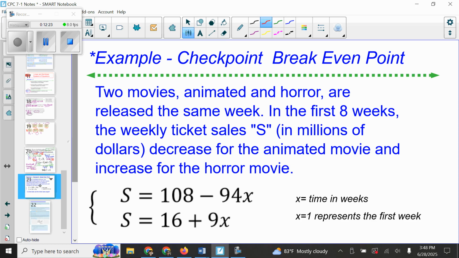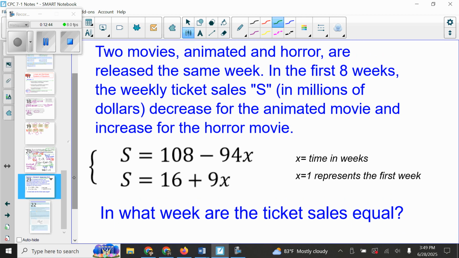So what we're looking for is, when did the 2 break even? In other words, when were they earning the same amount of money? Breaking even means that their revenues were equal to each other. So they were earning the same amount. Now, take a look at the 2 equations and think about which one is which.